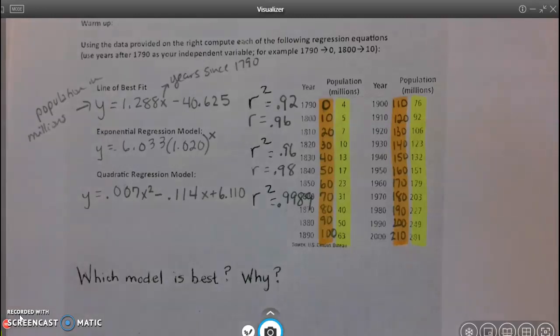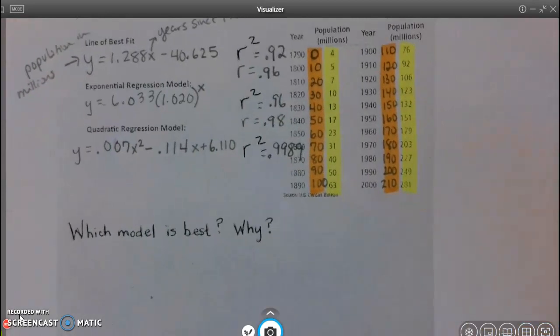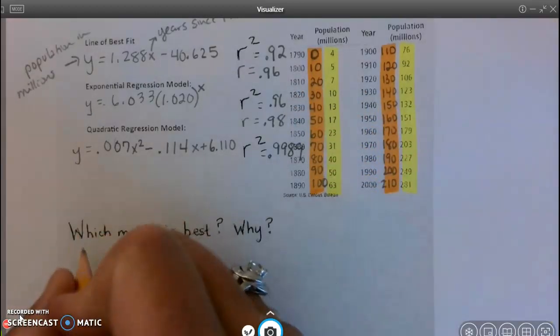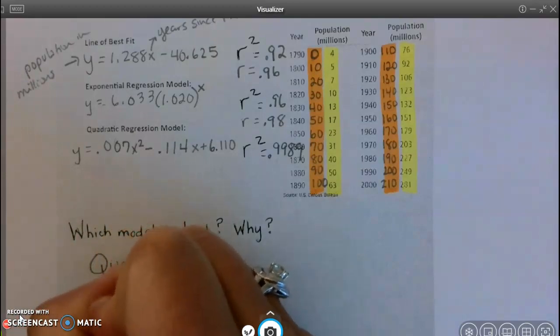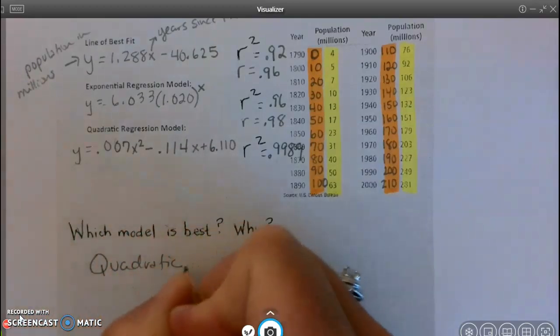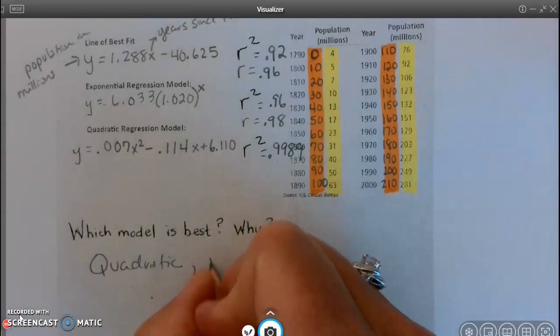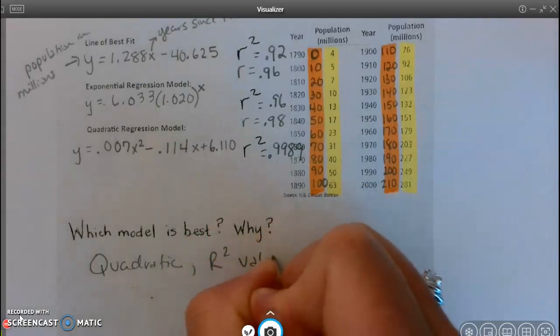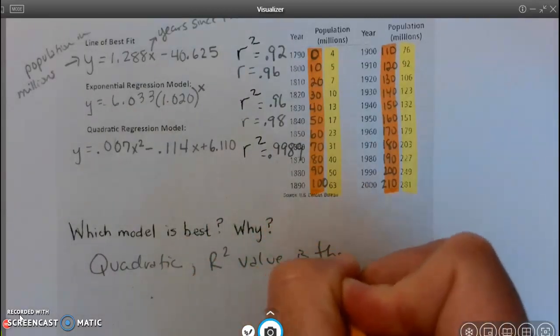So which model, based on just this information, I'm not looking at a graph. Maybe if I had a graph, I might pick a different one, because they're all pretty good models from the way it looks. Which model is best? I'm going to say the quadratic, and why: the R squared value is the closest to 1.